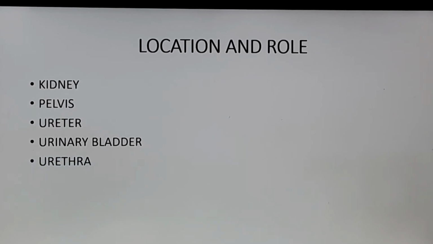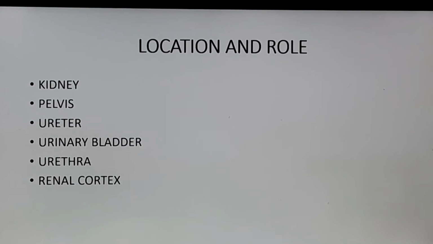Urethra: it is a small tube which opens to the outside of the body from the urinary bladder, and the function of the urethra is to carry urine out. It is through the urethra that urine is passed out of the body.